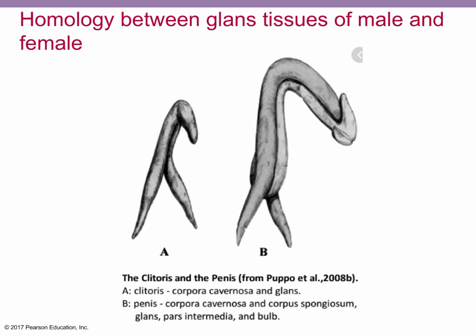This is the homology between the glans tissue of male and female erectile tissue. You can see that the male in letter B is obviously larger and mostly external, whereas the clitoris is the same kind of erectile tissue, but it is mostly internal. So we have the glans, which is the end: the glans penis and the glans clitoris. The glans is what is on the external surface of the female, but everything else is interior.